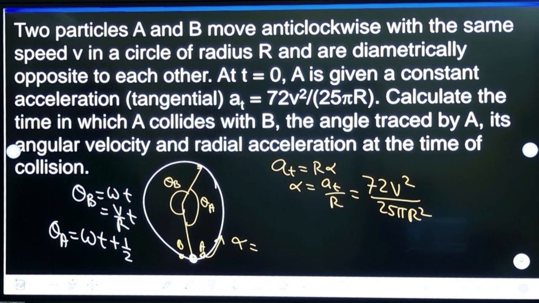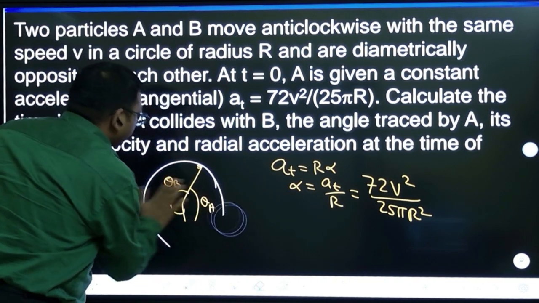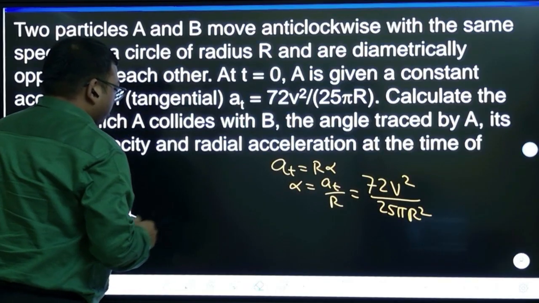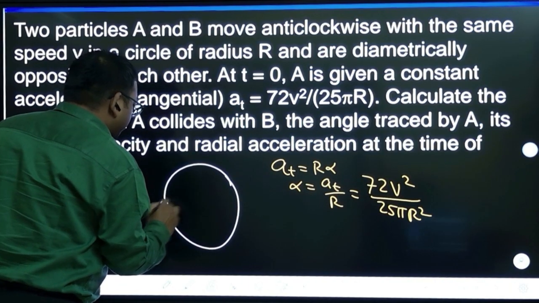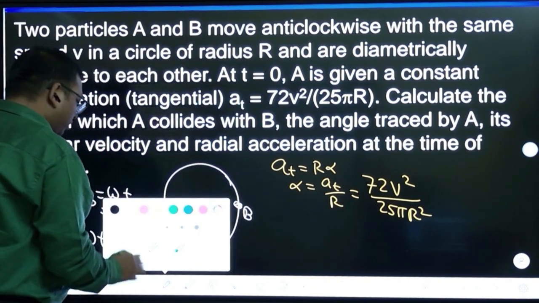Oh, they are moving. Aha, they are moving from diametrically opposite. Okay, then the diagram is wrong. Diagram corrected. That means here and here they are. Okay, A and B, both are moving anti-clockwise.